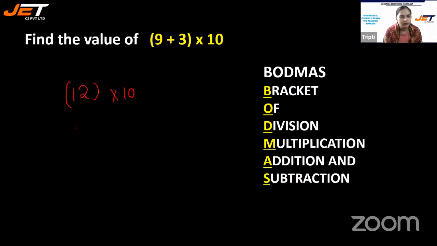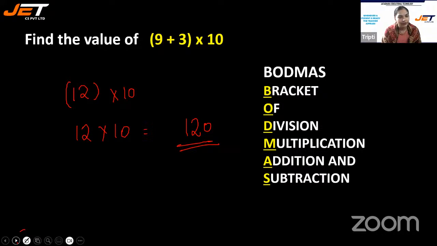I can even remove the bracket. It will be 12 times 10. And any number times 10 will give you that same number and a 0, that is 120. 120 is the answer here. If you got that, you're doing great.